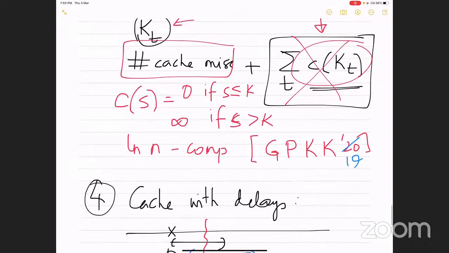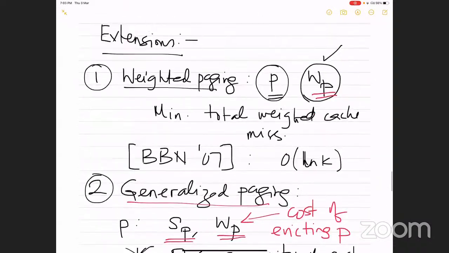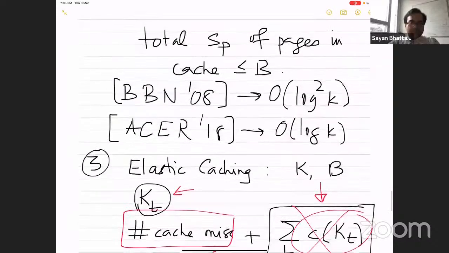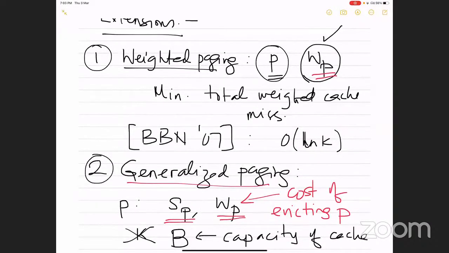I just wanted to say some of the extensions that have happened on this. But tomorrow I'll focus on these two problems because the ideas here are very powerful and have been applied in many other algorithms as well, in fact even for these extensions. I want to relate these problems to linear programming and things like that. So this is what I will do tomorrow.